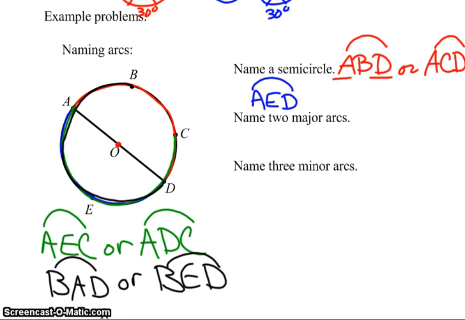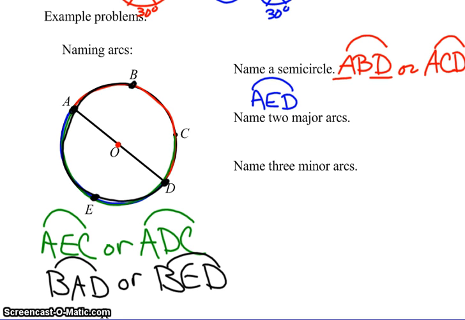Notice I have the beginning point, the ending point, and one point somewhere along the pathway that I'm taking. And the point along the pathway always has to go in the middle. Now, minor arcs are any arcs that are less than 180 degrees.